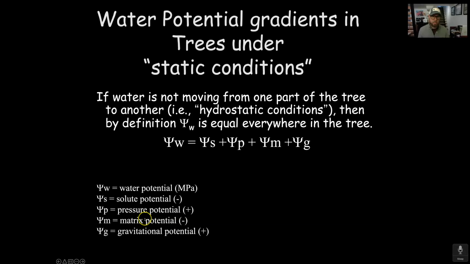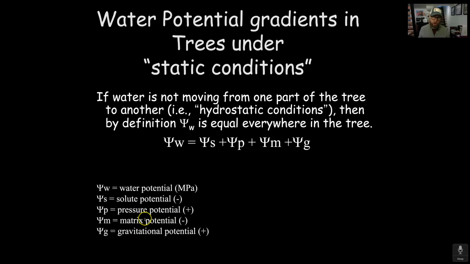Matrix potential is a negative impact, and that's when water molecules are held to the surface of particles. The place we really think about matrix potential is in soils. If you've got two soil particles side by side and there's a little droplet of water adhered to the surfaces of those two particles of soil, that's matrix potential. It's holding that water in, and so those are negative numbers.